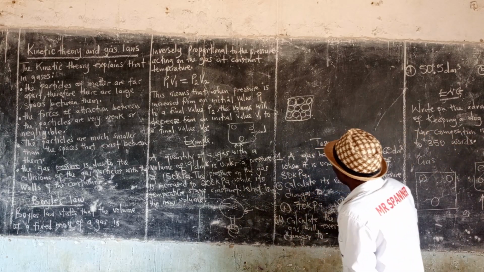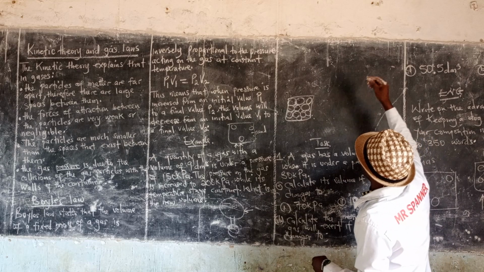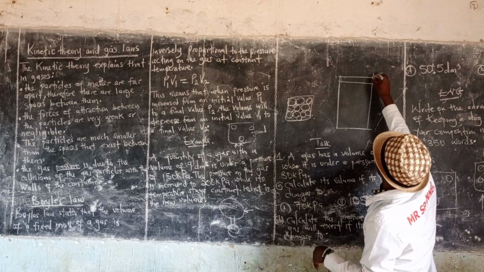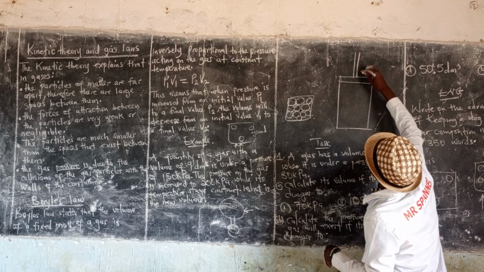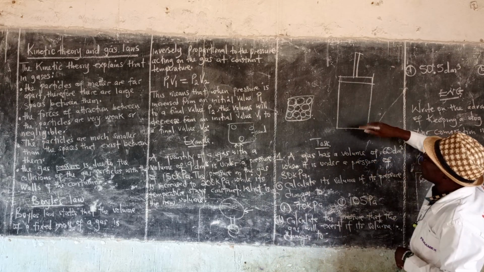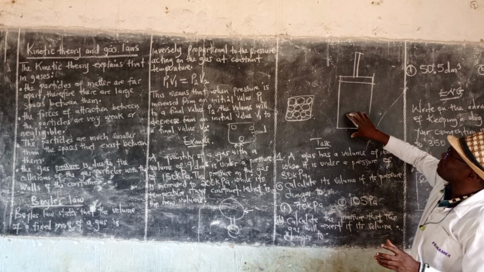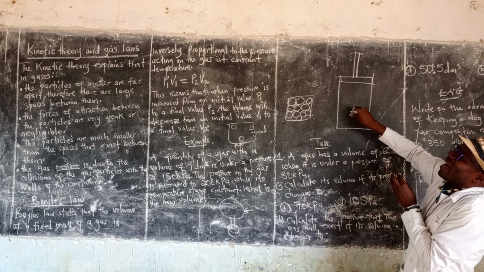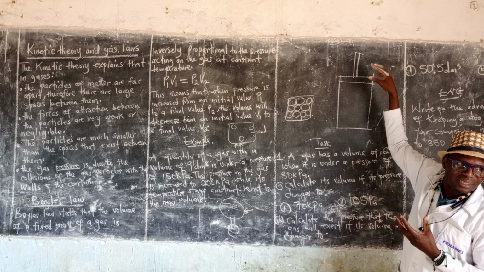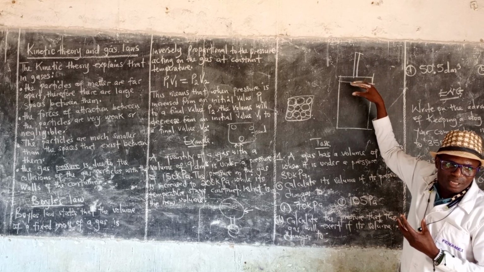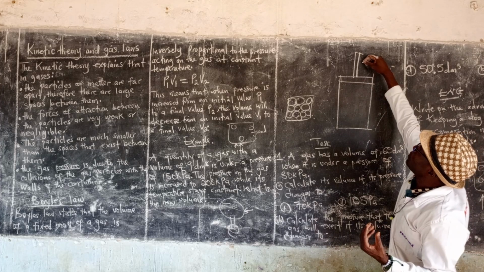Let's say, for example, we have this. This is like a syringe. Now, when I pull the syringe, what is happening to the volume? I'm increasing the volume. So, if there were some gas particles here, is the pressure going to be high or low? If I increase the volume, the pressure will be low. Yes.